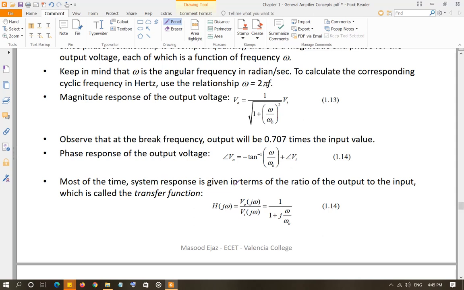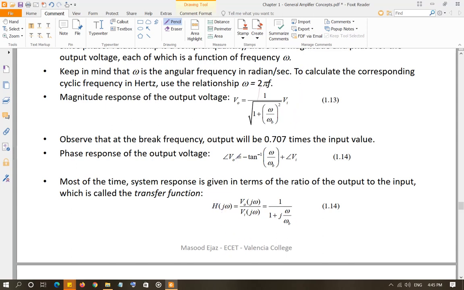Anytime you have a complex number given in rectangular form, the magnitude is the square root of a squared plus b squared. So that's what we did over here. And then the magnitude of the input, which is V input. And then the phase: anytime a fractional complex number is given to you, the phase of that is going to be arctan of the phase of the numerator minus arctan of the phase of the denominator, plus the phase of whatever it is multiplying, right?